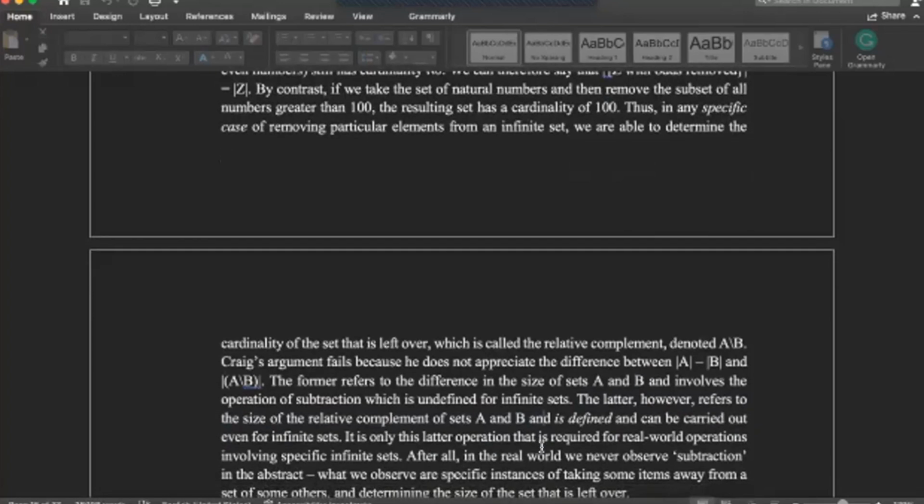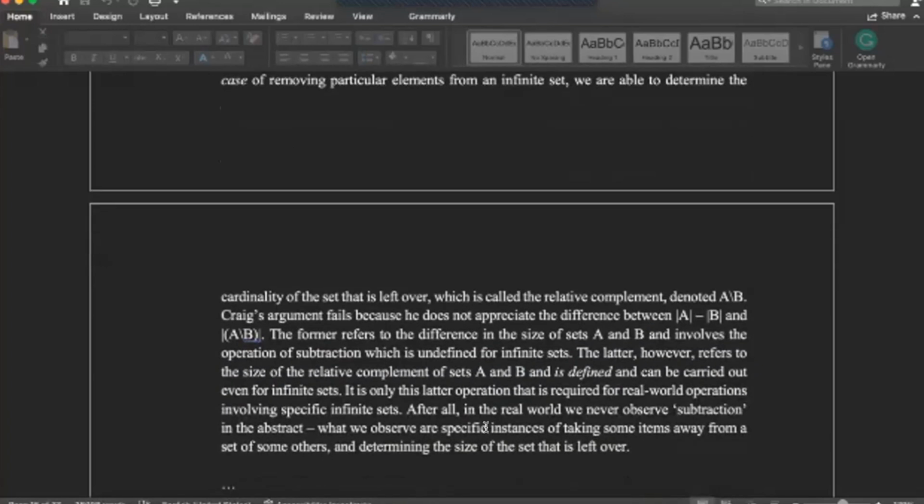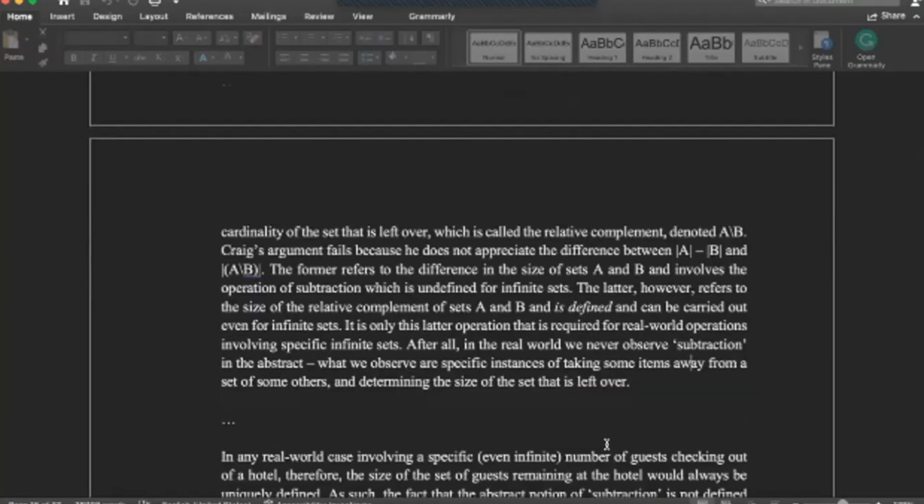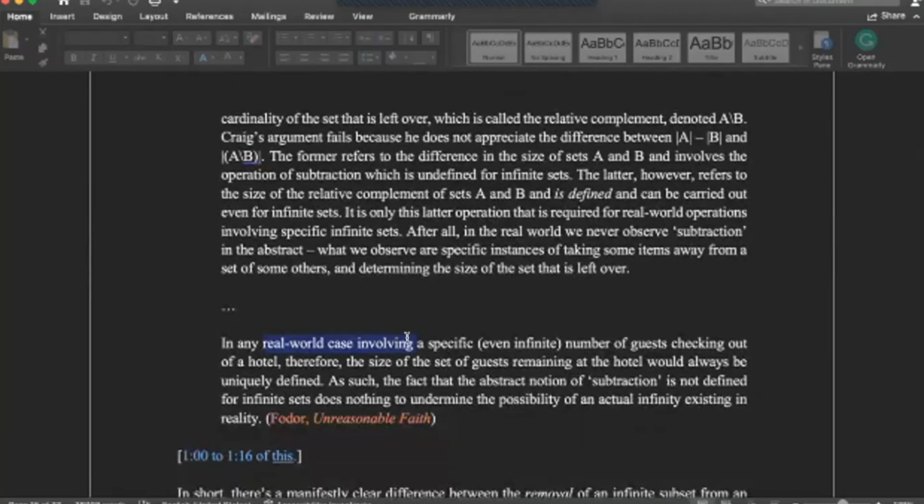Right? After all, in the real world, we never observe quote-unquote subtraction in the abstract. What we observe are specific instances of taking some items away, in particular well-defined specified items away, from a set of some others. And then we determine the size of the set that is left over. In any real-world case involving a specific, even infinite number of guests checking out of a hotel, therefore, the size of the set of guests remaining at the hotel would always be uniquely defined. As such, the fact that the abstract notion of subtraction is not defined for infinite sets does nothing to undermine the possibility of an actual infinity existing in reality.